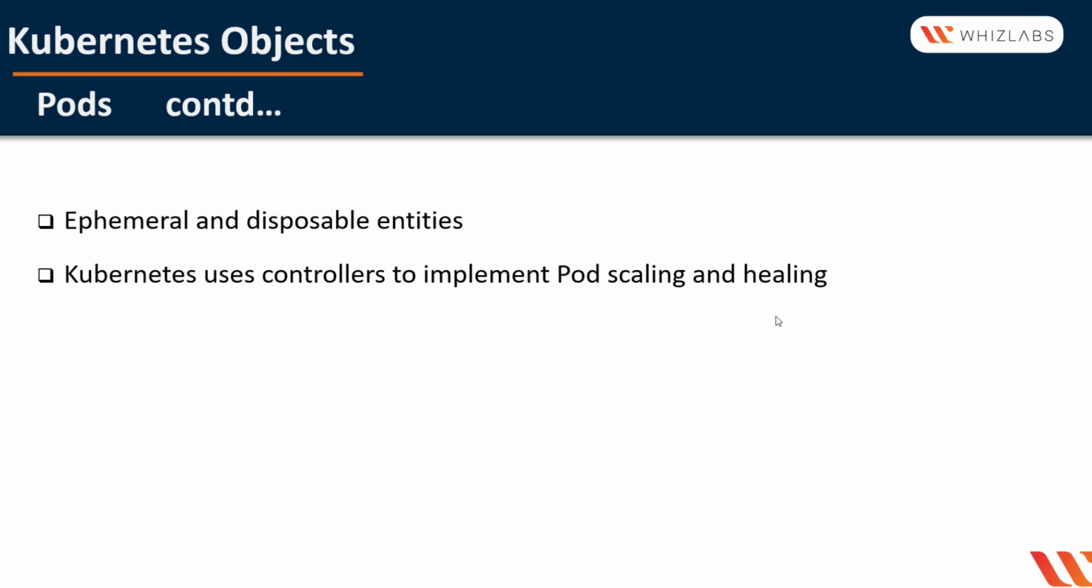As we learned in one of the previous videos, Kubernetes uses controllers, for example deployment controllers, replication controllers, daemon sets, etc., to implement pod scaling and healing. A controller can create and manage multiple pods for you, handle replication and rollout, and provide self-healing capabilities at cluster scope. For example, if a node fails, the controller might automatically replace the pod by scheduling an identical replacement on a different node.